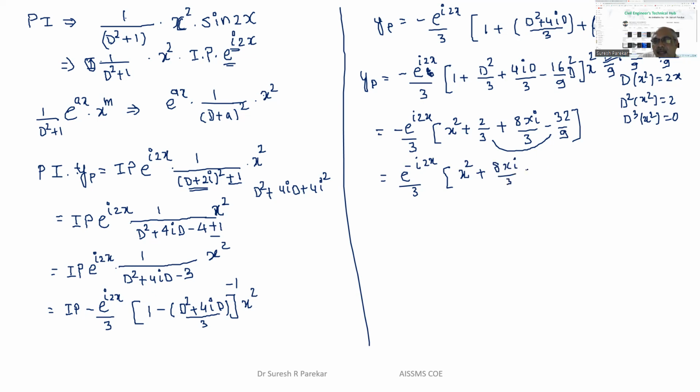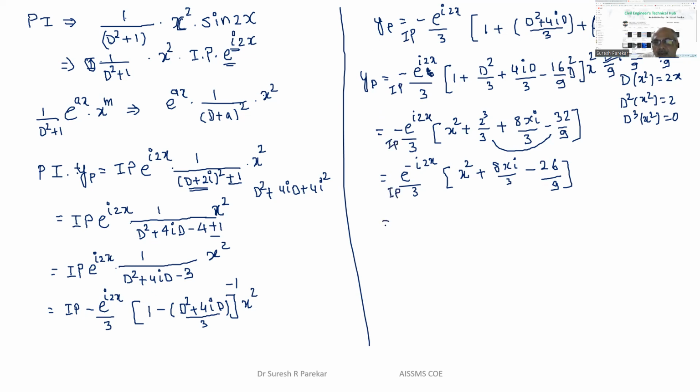And then we have minus: 3 3s are 9, so 3 2s are 6, 32 minus 6, 26. So 26 by 9. And this is again clear. We have to consider the imaginary part. So IP, this is most important. Imaginary part we have to consider. And now we will write it.